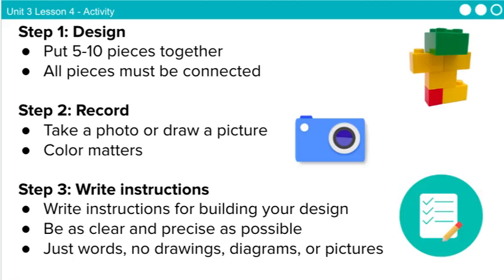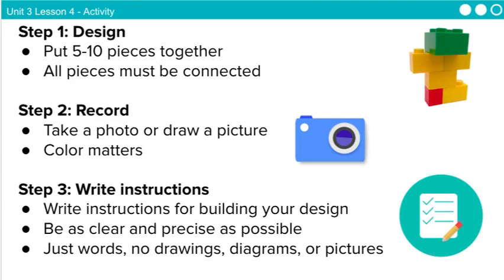The first thing I want you to do, step 1, put 5 to 10 pieces together. All the pieces must be connected. And then you're going to take a picture or draw a picture, and color matters. So make sure that if you are taking a picture that it's not a black and white photo. If you are drawing a picture, that you are using the same colors.